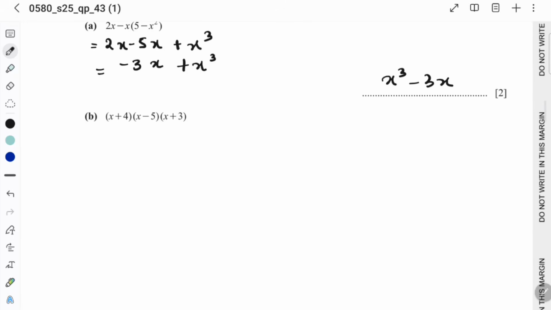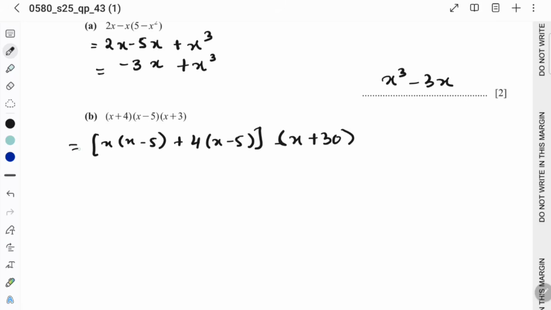Part B, 3 brackets are multiplying. So multiply 2 brackets and simplify, and then multiply the remaining bracket with the simplified expression. I'm expanding the first 2; you can expand the second and the third also, it's up to you. So x into x minus 5 plus 4 times x minus 5, bracket close, and x plus 3 left. Now this is becoming x square minus 5x plus 4x minus 20.